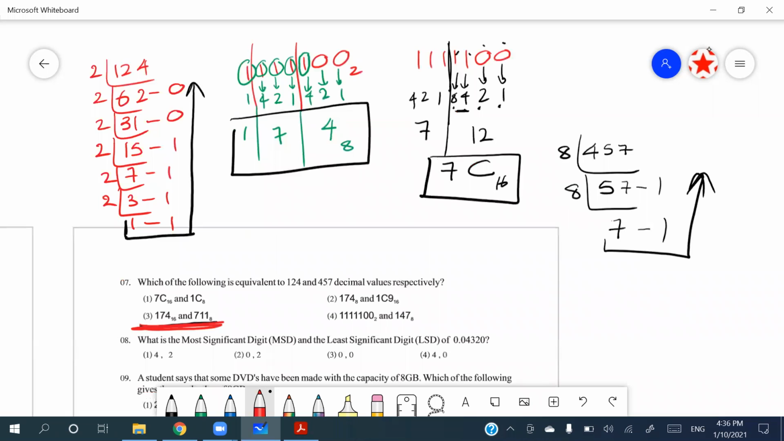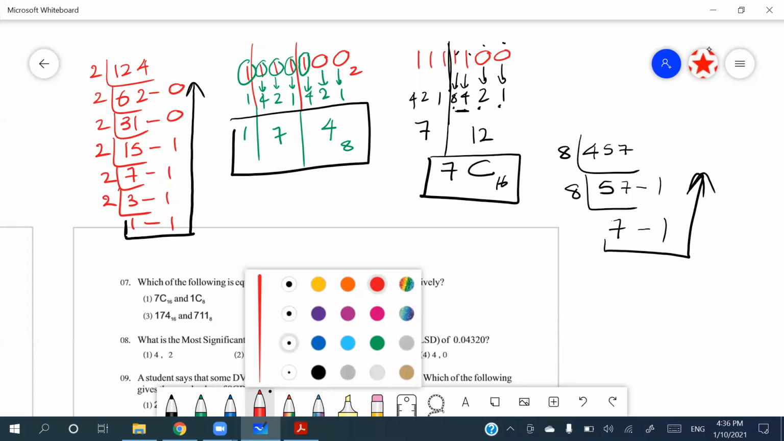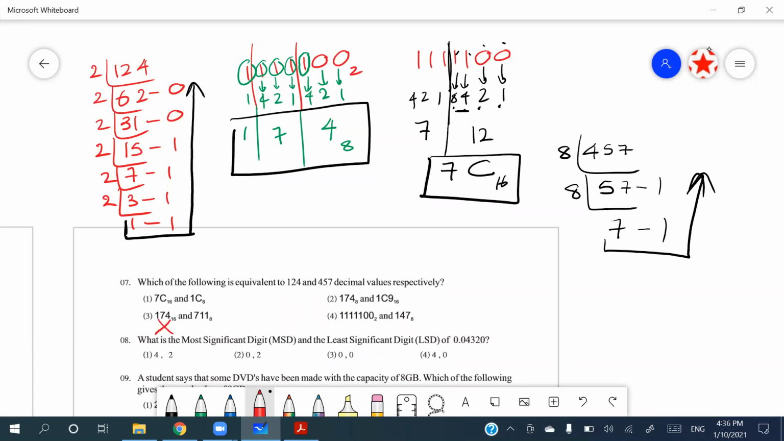Yes, thank you for taking me to that point. Which is a wrong one. Third one is not the correct one, because for 174 octal we have to take octal. So this is disqualified because of the base, right?